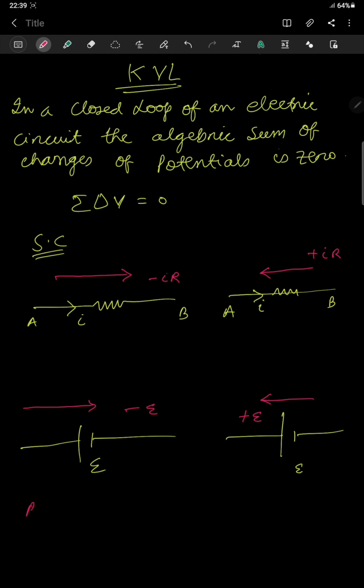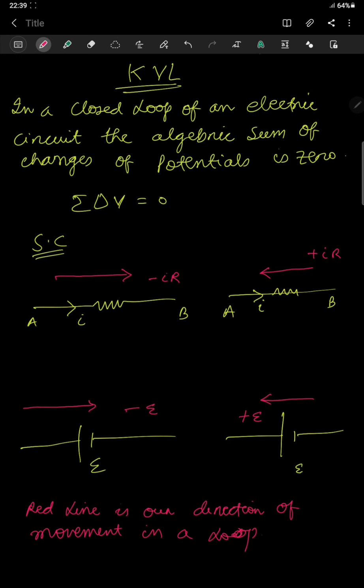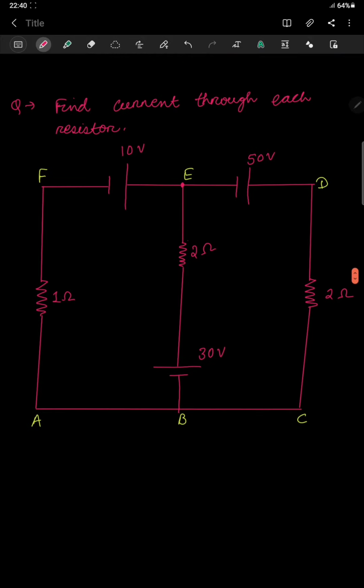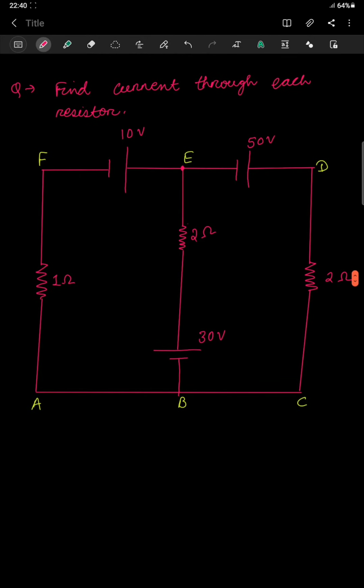The red line is our direction of movement in a loop. To make it very clear, a loop is basically a closed path. So we'll take an example here. It is asked to find the current through each resistor.